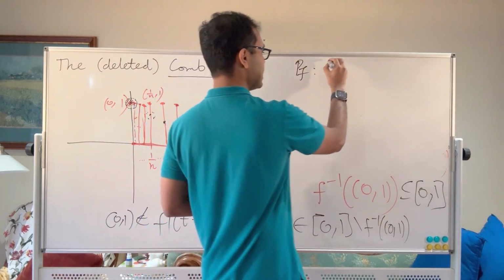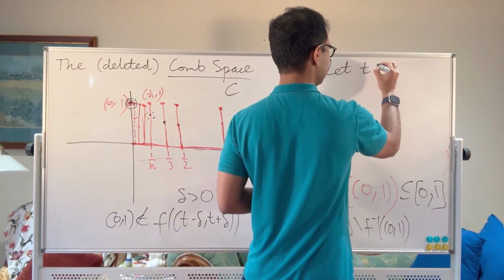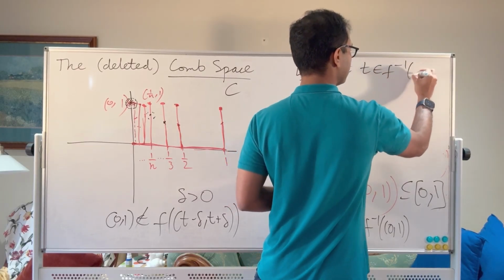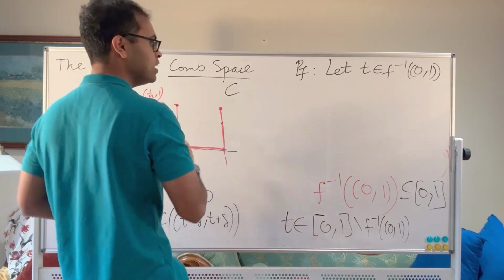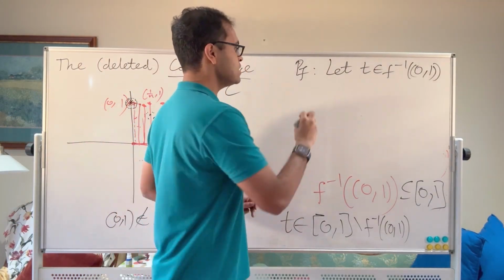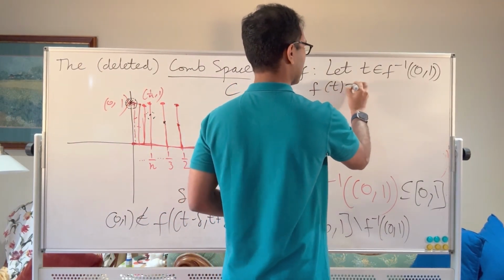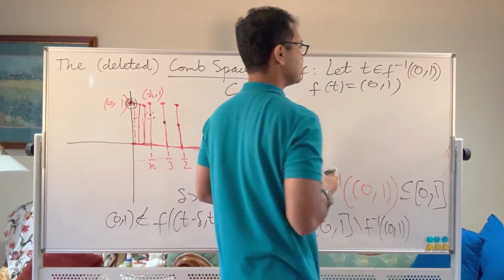All right, so now let's let t be inside f inverse of the point (0, 1). Okay, so this is the point (0, 1), which is this point here. Let t be in that. In other words, f of t is equal to (0, 1). It's going to be this point in the comb space.